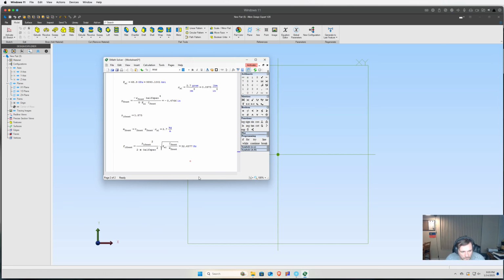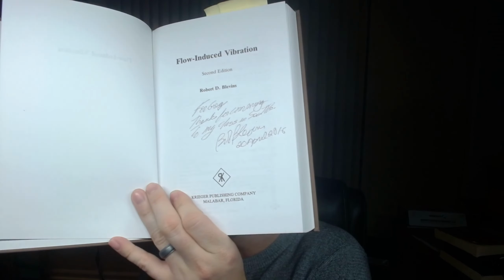And is this okay? I don't know. It seems kind of low. 32 hertz. Pretty low, it seems. So, not entirely sure. We will look at another book by Blevins, this is the one on flow-induced vibration. I should have it here. Yeah. This one's actually signed by the author, Mr. Blevins. Very nice of him.